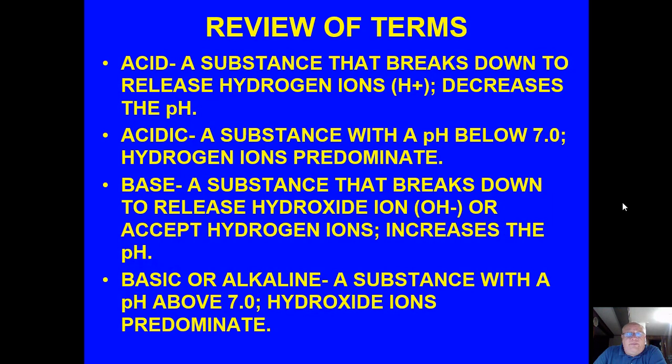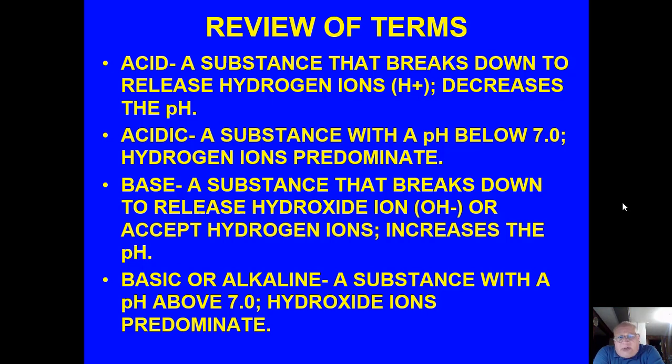So what we're going to do is go into some of the terms just to get you familiarized with them. First off, when we talk about an acid, it's a substance that breaks down to release hydrogen ions. You can see H pluses. So usually the pH is always going to be decreased. When we say something is acidic, it is a substance with a pH below 7.0. That's sort of a balance there at 7.0. So anything that's acidic, the concentration of hydrogen ions tends to predominate.